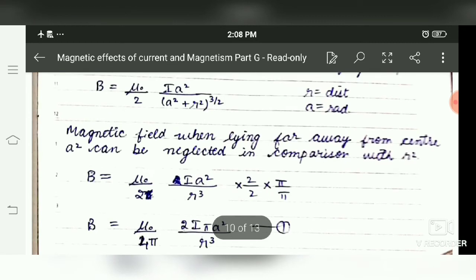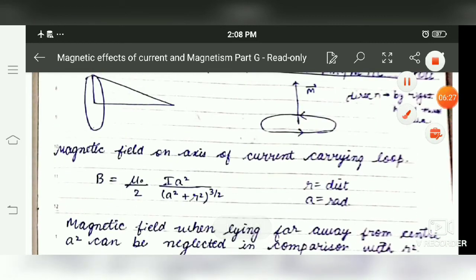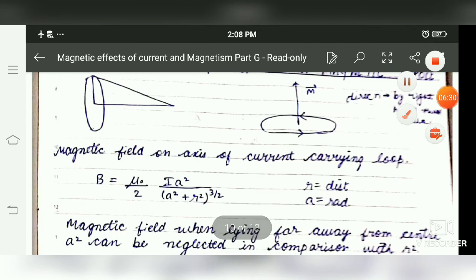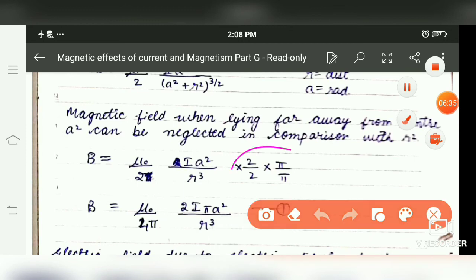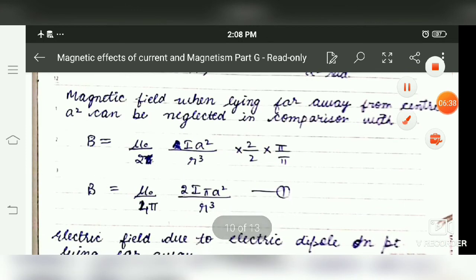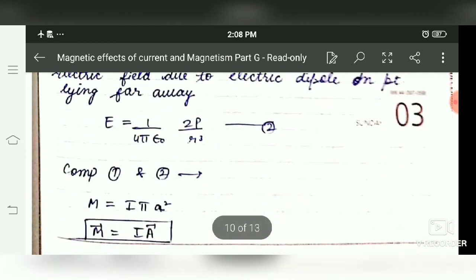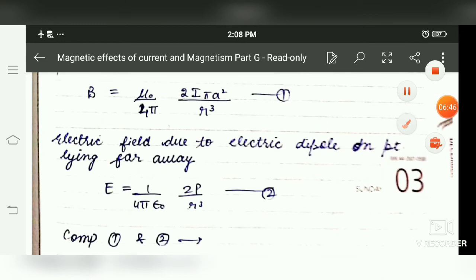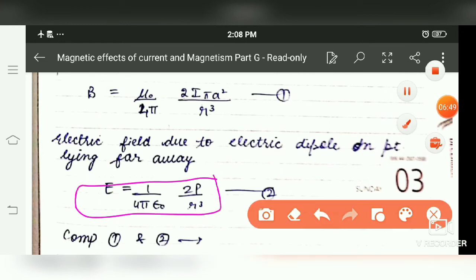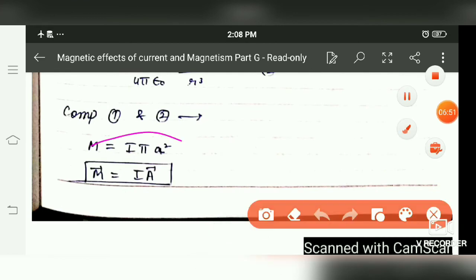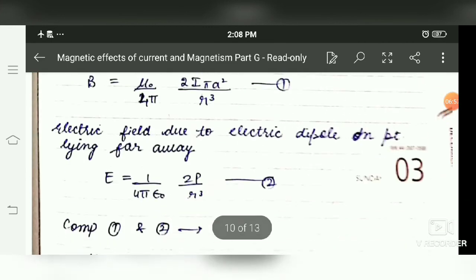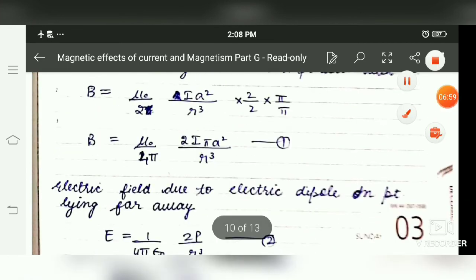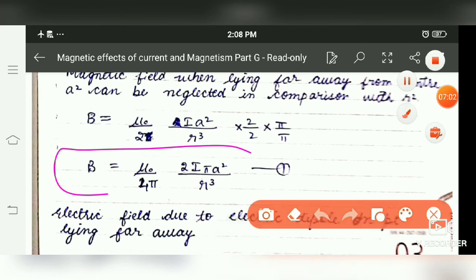So from here we can say that B on the axis of this current carrying loop is equal to this, multiplying and dividing it with 2 and pi and solving it. If we neglect the distance, assuming it is very far, then it's r cube, and solving this it will appear like the field E due to a dipole lying away from it, and m is the dipole moment. So what we get here is the result of the actual field.